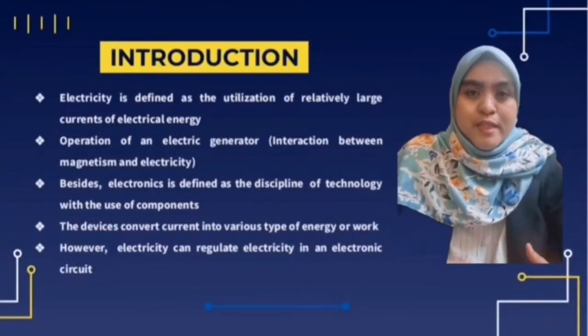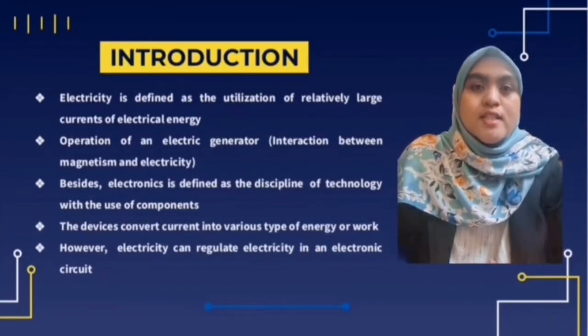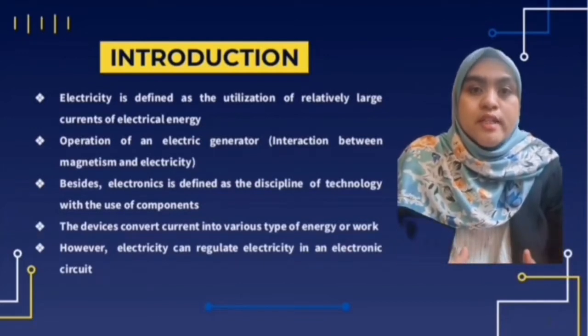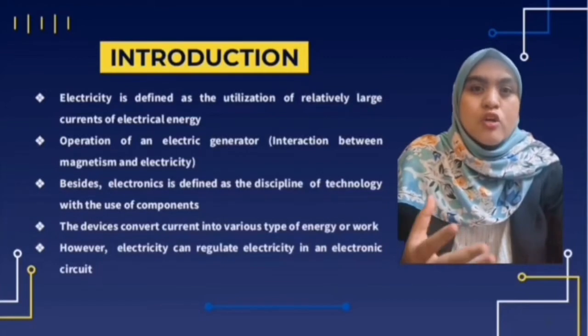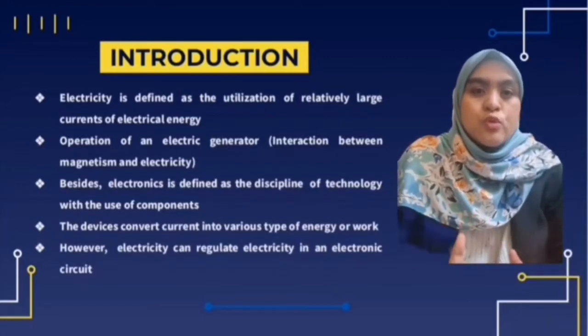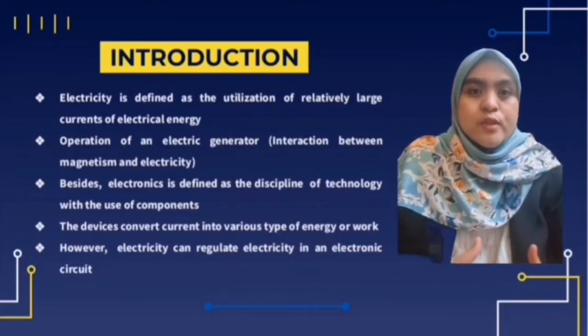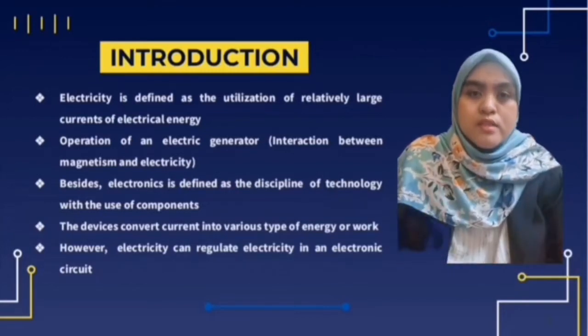Assalamualaikum. My name is Nur Farhana binti Saidun. My part is introduction. Electricity is defined as the utilization of relatively large currents of electrical energy to perform useful activities. The operation of an electric generator is based on the interaction between magnetism and electricity. Next is electronics. Electronics is defined as the discipline of technology or science concerned with the use of components to regulate the flow of electricity. Electronic devices are devices that regulate the flow of electrons for the purpose of accomplishing certain activities. That's all from me. I will pass to the next presenter.